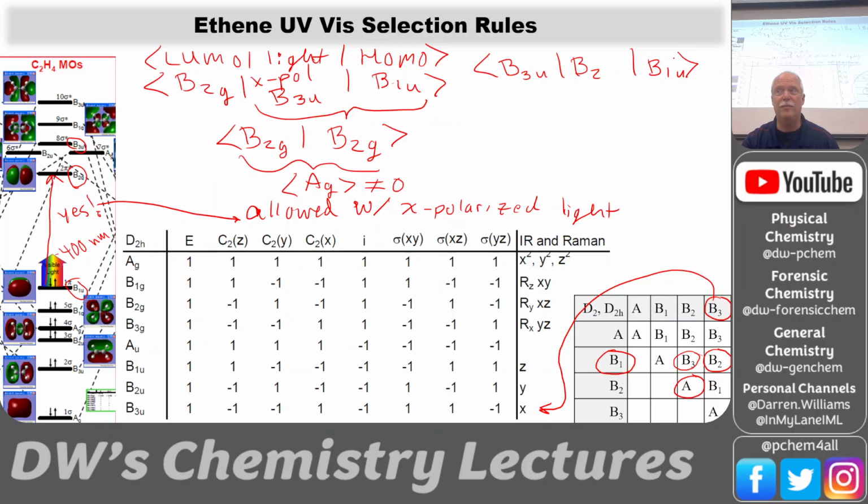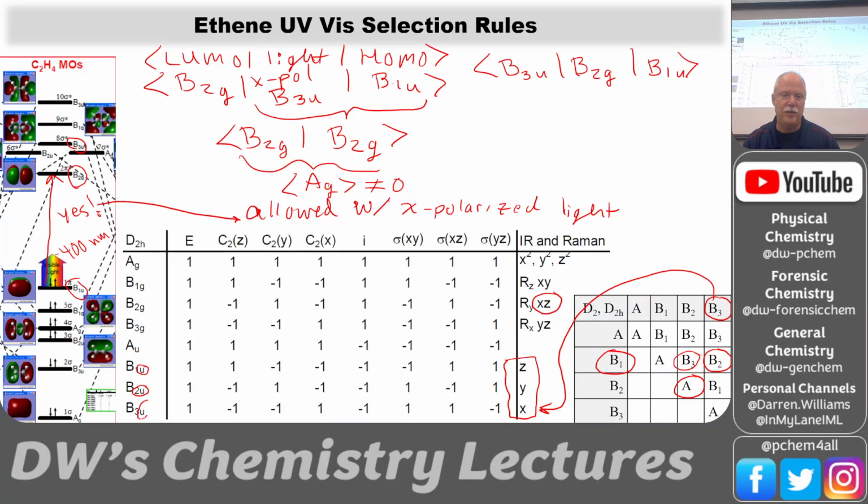So that would work, but there's another problem. I've already got two U's. Yeah, B2G would work. Okay. What is B2G? Well, it's XZ. It would be allowed in Raman, but not in IR. I mean, not in direct absorption, visible, or wherever the difference is. Direct absorption would not work because all of the single polarized lights, X, Y, and Z, are all U.